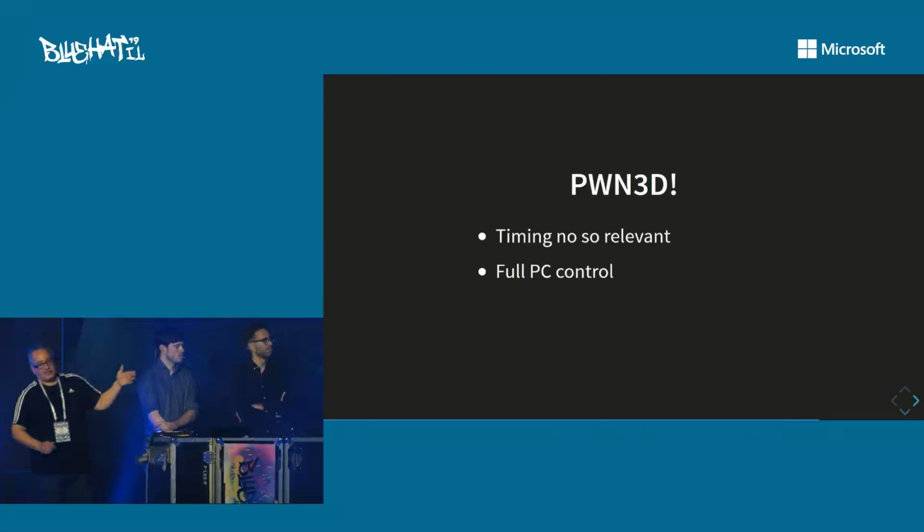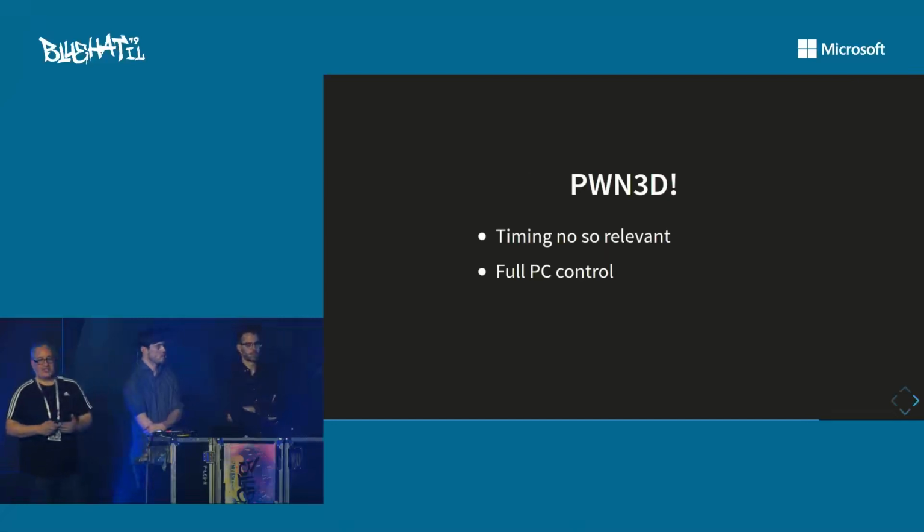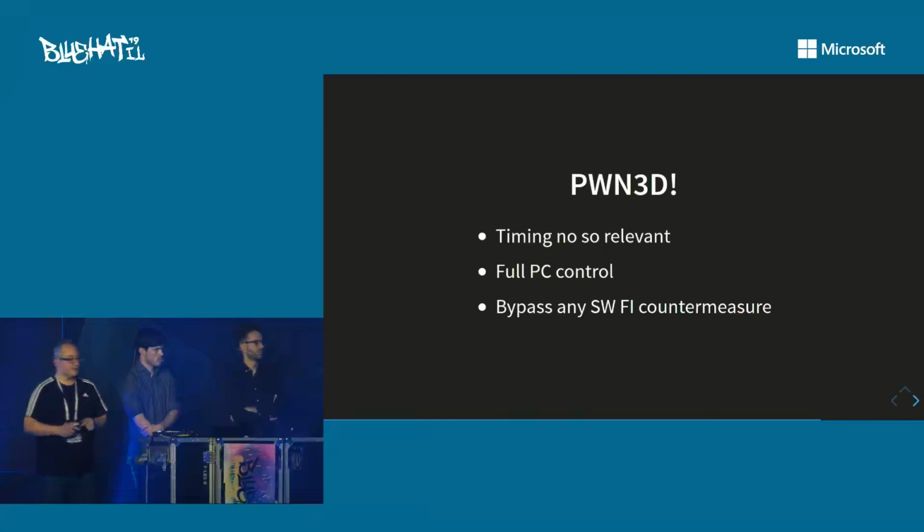By the way, we used also this technique last year in order to escalate our privilege from user to root and to kernel, to get kernel code execution on a fully patched system without any software vulnerability. So the fault model we are discussing here is extremely powerful because it bypasses any software which happens before. So whatever is implemented as a countermeasure afterwards doesn't really count.